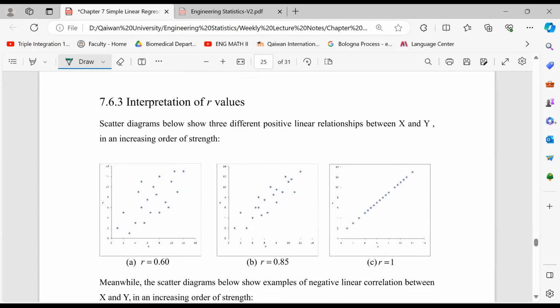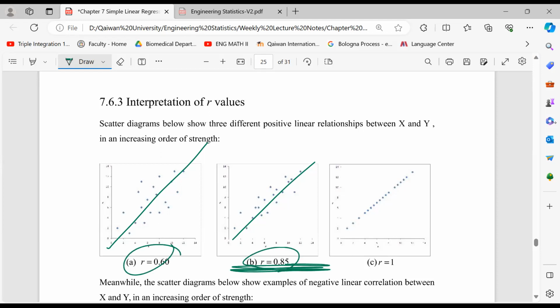Look at this. For this one, there is a weak relationship between x and y. As you see, the points are away from the line. And for this one, it's a bit closer to the line, so it's stronger than this one. This is a strong positive relationship between x and y. And this one is weaker than that one. It's not too weak, but it's not as strong as this one.